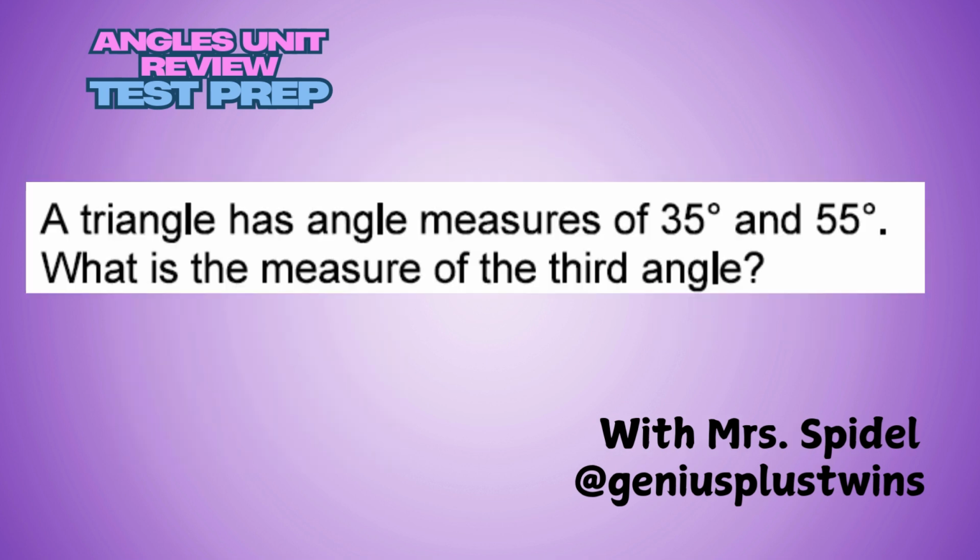In this next example, the question reads, a triangle has angle measures of 35 degrees and 55 degrees. What is the measure of the 3rd angle? Just a little note to get you to remember, the 3 interior angles of a triangle must add up to 180 degrees exactly. Since you have 2 measurements for 2 of the interior angles, 35 degrees and 55 degrees, you can use those to solve for the 3rd one. Try it out on your own.